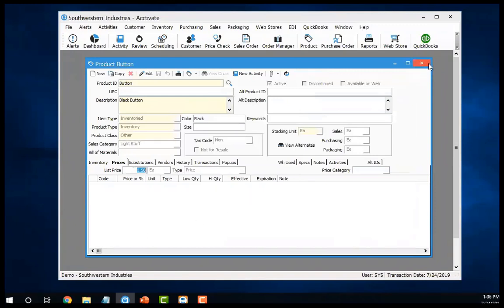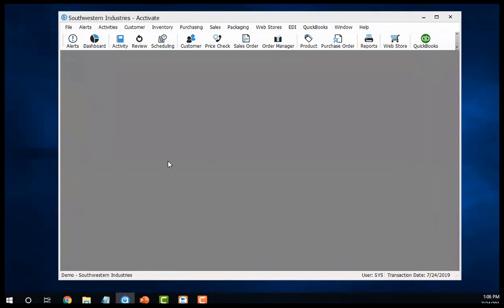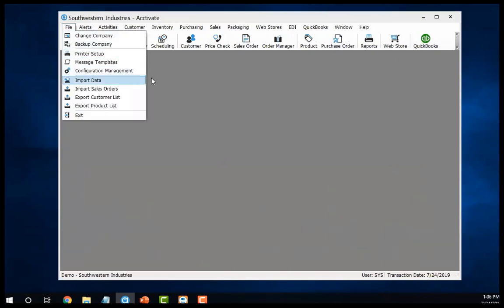Next, we're going to talk about price code pricing. This is where it starts to get a little bit more complicated. These price codes are groups of customers that may pay different rates. These price codes are set up in Configuration Manager. So that's where we're going to start.